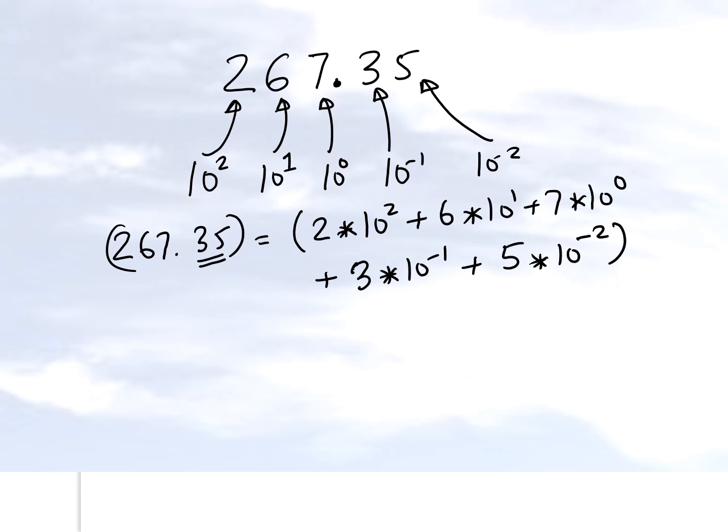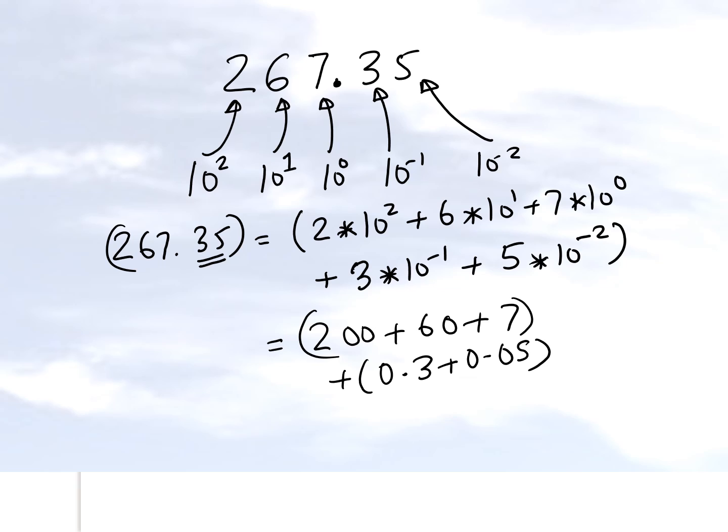So you can see that if we expand this number, we'll get 200 plus 60 plus 7 plus 0.3 plus 0.05, and eventually we'll get back our number of 267.35.